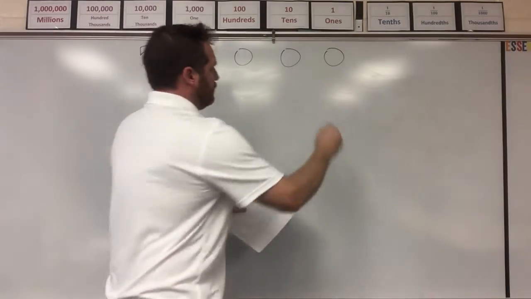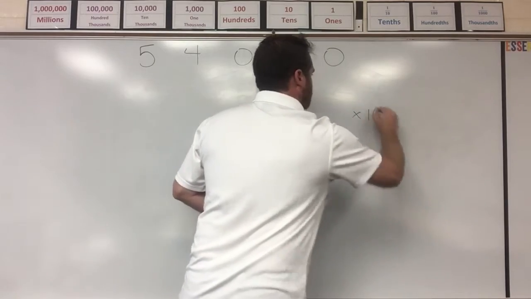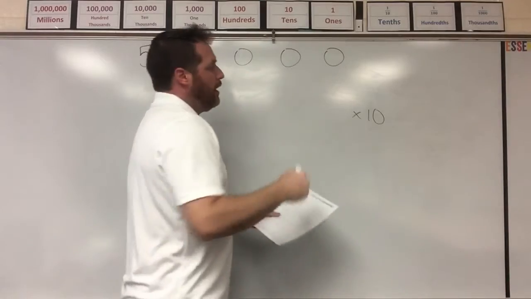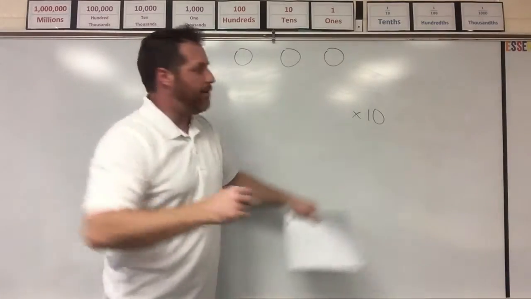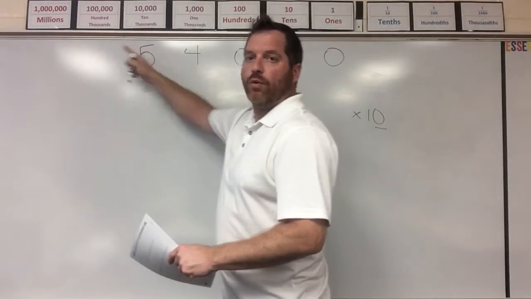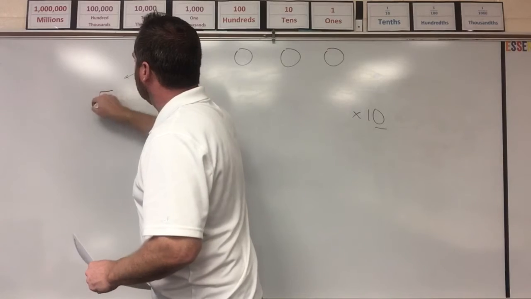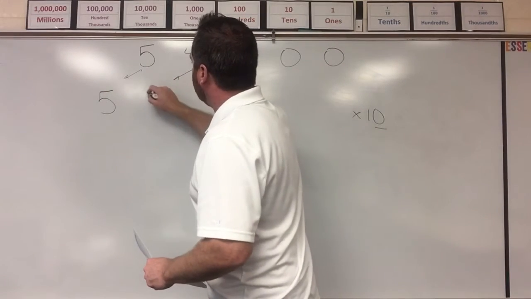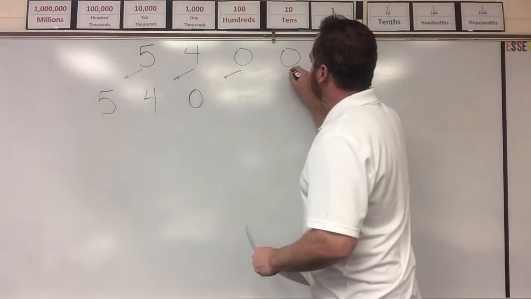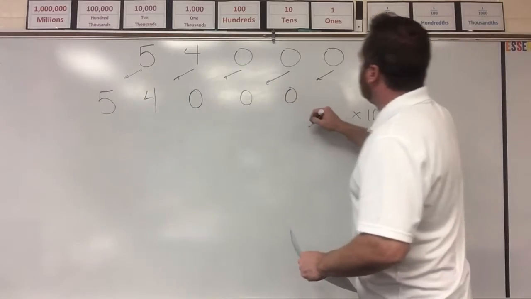We are multiplying times 10, which means we get bigger. The number of zeros gives me a clue of how many times it moves. It moves one place, which means this 5 moves over one place to the 100,000s. The 4 moves over one place to the 10,000s. This 0 moves to the thousands. This 0 in the tens moves to the hundreds. This 0 in the ones moves to the tens.